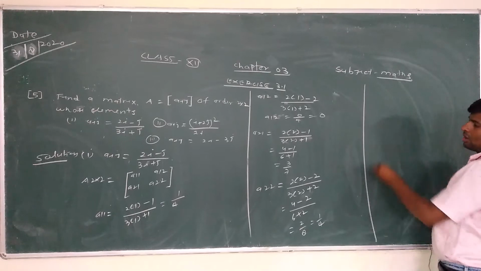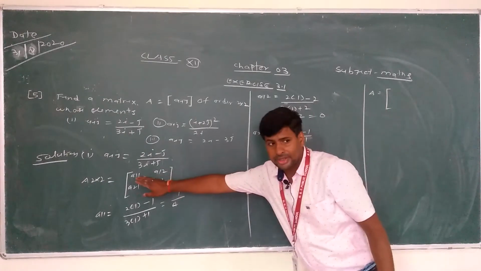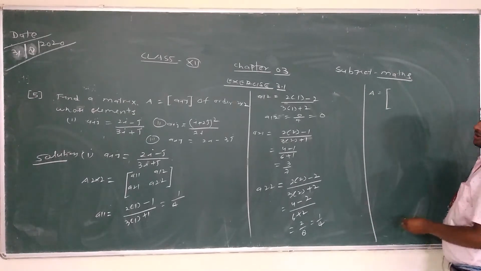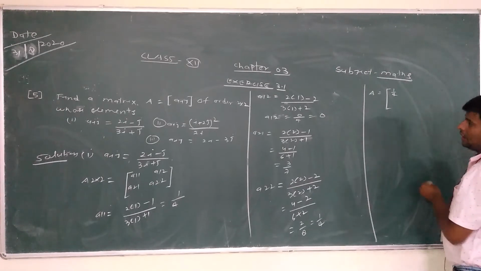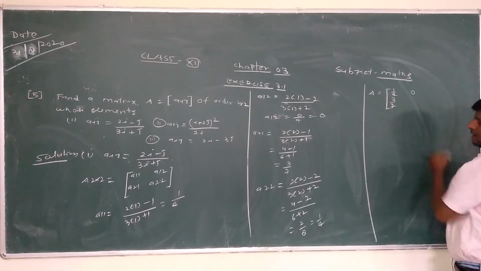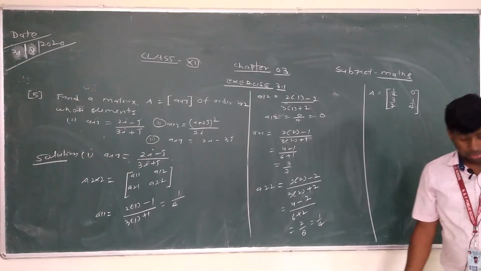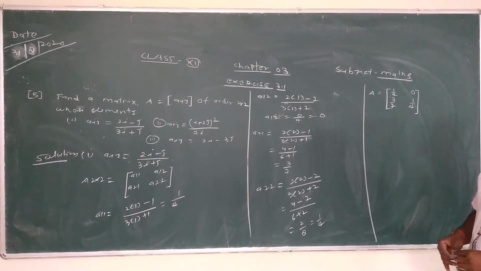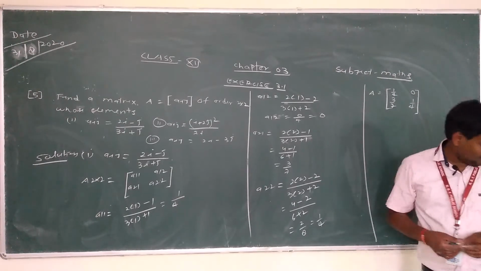So students, we can replace the value of all elements, that is a11, a12, a21, a22, and get the 2 cross 2 matrix. So a11 is, a12 is 0, a21 is 3 by 7 and a22 is 1 by 4. This matrix can be constructed in a 2 cross 2 form. Students, the same process you can use to solve the second and third parts. That's clear?